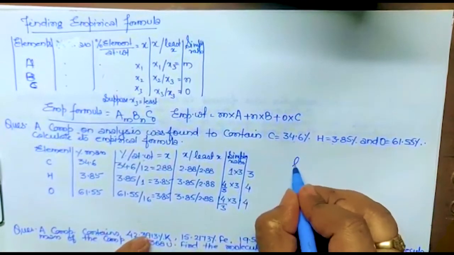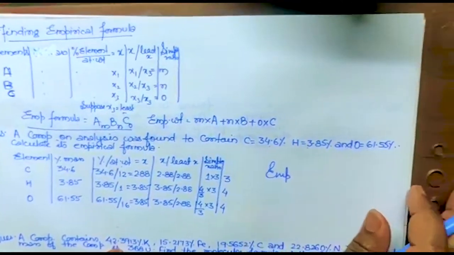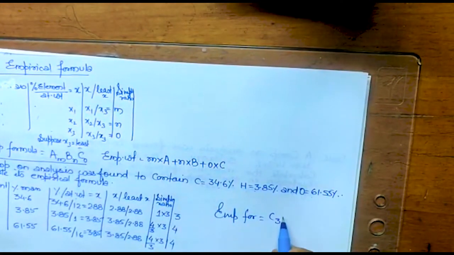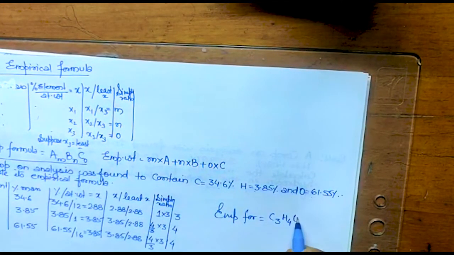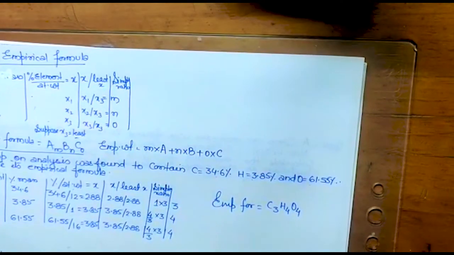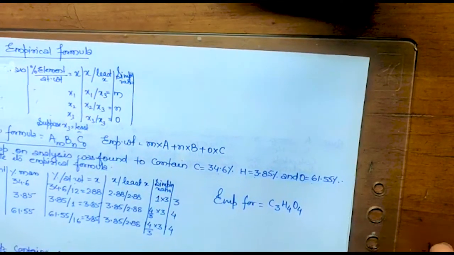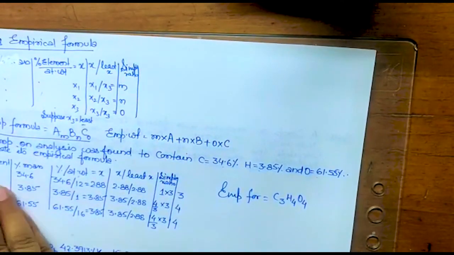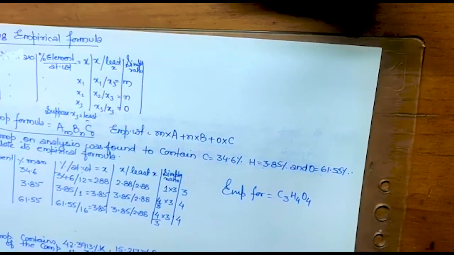So the empirical formula will be C3H4O4, isn't it? This is the empirical formula. Clear? So this is the way. You just be careful about these things and the serial, what comes after what. Okay. Now the next question.